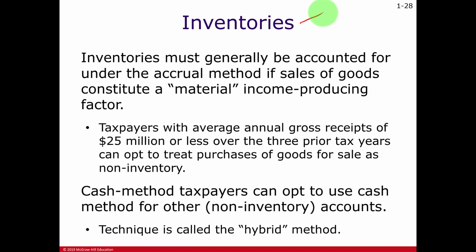We've talked about inventories. Generally, when you deal with inventories, you have to use the accrual method. An exception to that is if your gross receipts are averaging less than 20 million, then the purchases you buy during the year, here it says you can treat as non-inventory items. So just like before, if you're going to sell it all next year, you get to deduct it now, this year.